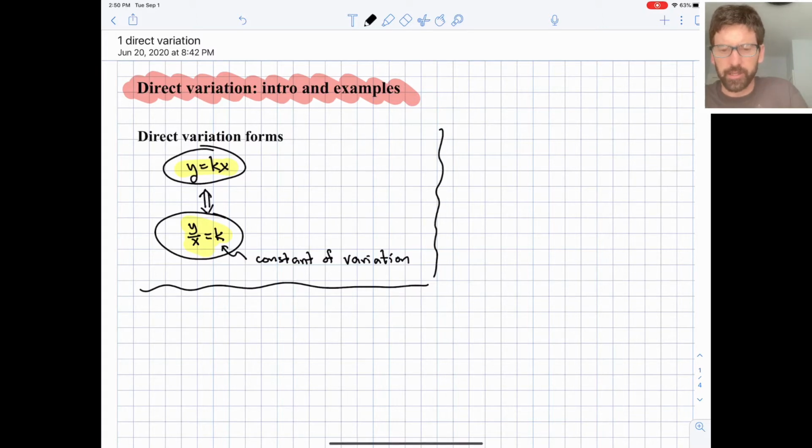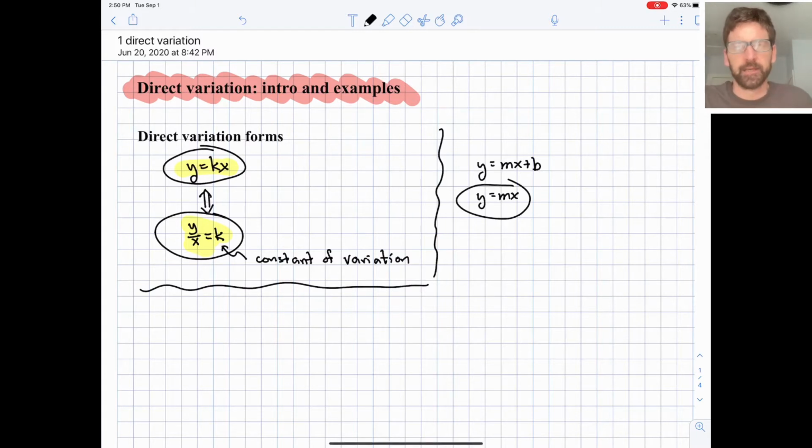To make a connection with linear functions or linear equations, we have y equals mx plus b. B is the y-intercept. So if b is equal to 0, we would have an example of direct variation just using m instead of k. Just to be clear, k in direct variation would be a number in the equation. K represents a coefficient, and y and x would be variables.